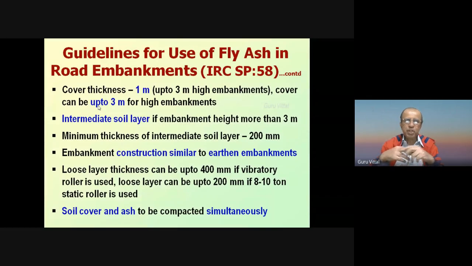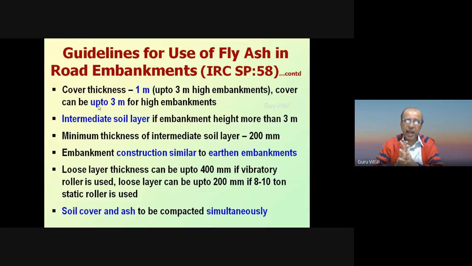Okay, embankment construction is similar to the earthen embankment. The methodology is similar. Loose layer thickness can be up to 400 mm if a vibratory roller is used. Loose layer thickness can be 200 mm if a static roller is used. So by using a vibratory roller, we can increase the loose layer thickness up to 400 mm. Normally about 100 mm thickness, when compacted, becomes about 60 mm compacted layer thickness. So the 400 mm layer, if compacted, becomes around 240 mm, which means a 24 centimeter thick layer. So that is another advantage. This material can be compacted easily.